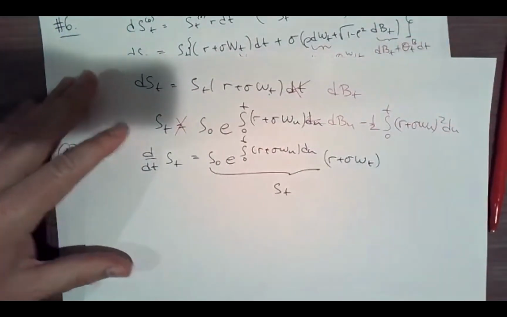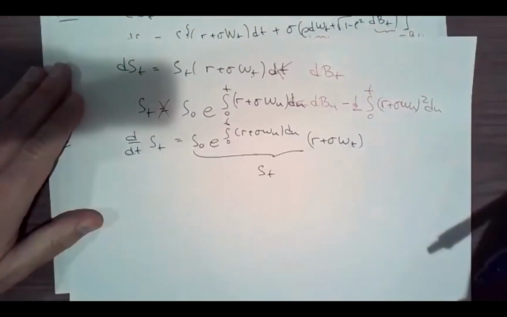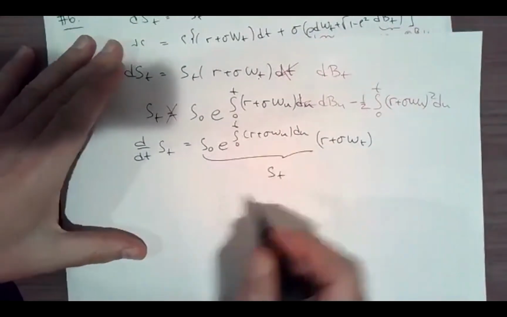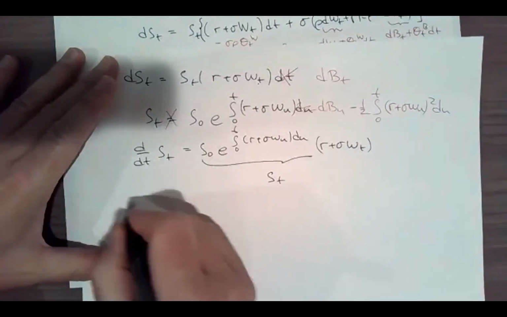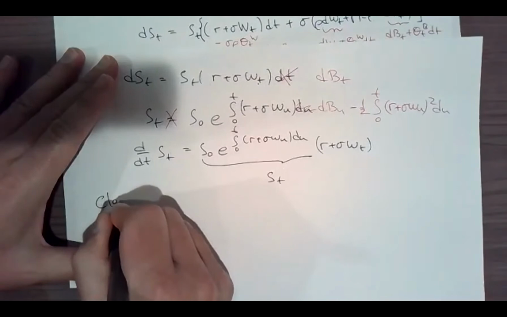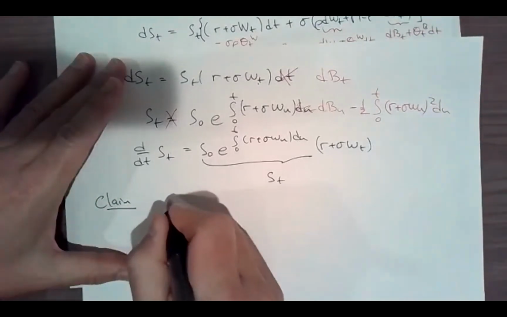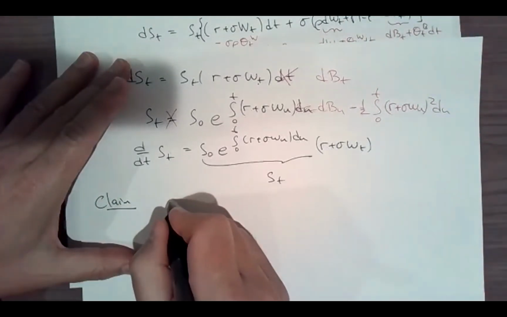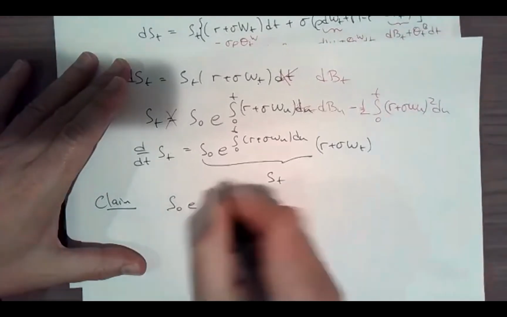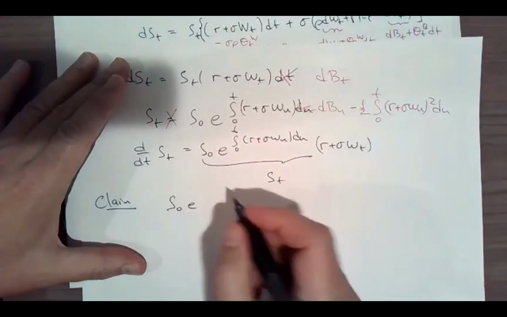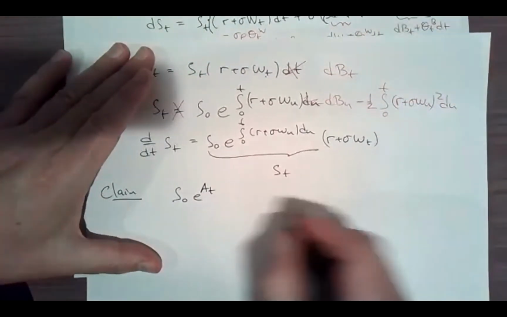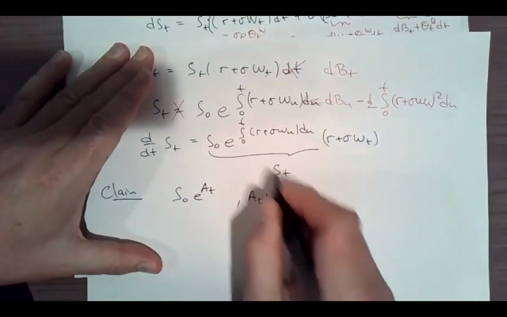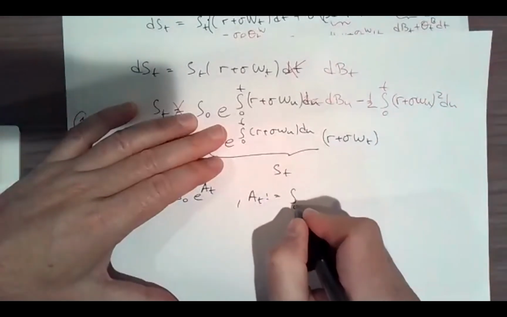And the way to see that is, okay, so now we're veering off topic here, but right, so we're claiming that S_0 e to the, what should we call this thing up there? A_t. A_t is all that mess up there.